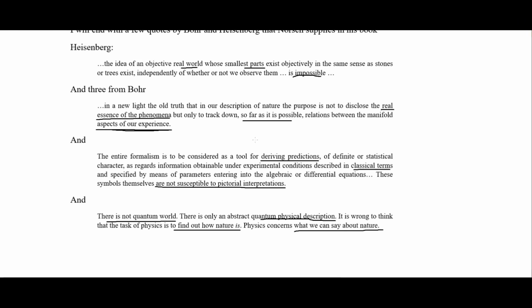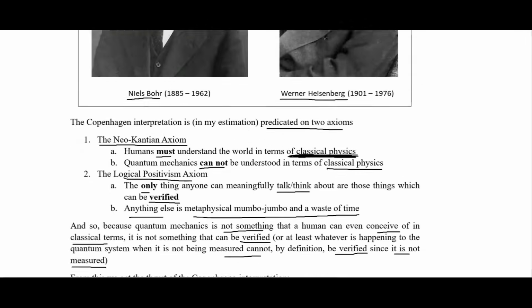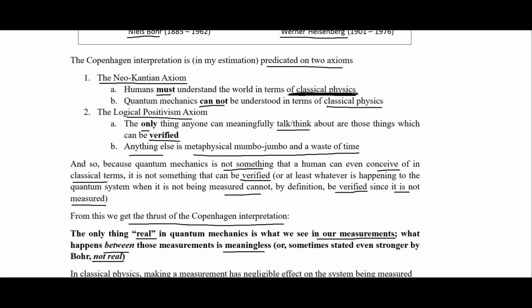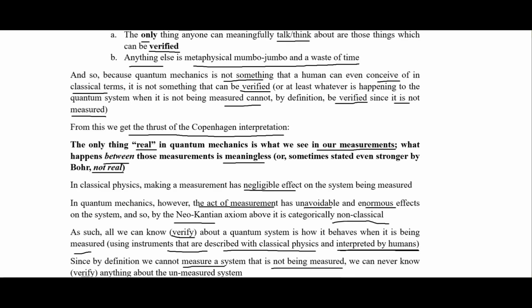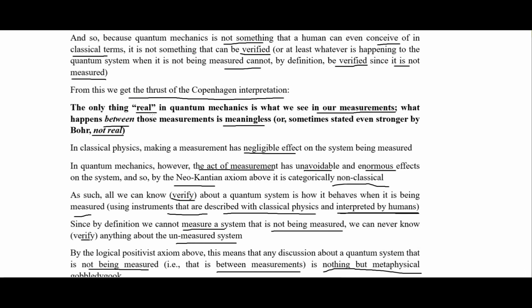But anyway, that is essentially the Copenhagen interpretation of quantum mechanics, which, like I said, is kind of the orthodox position in quantum mechanics, and the thrust of it is what I have here in bold: the only thing real in quantum mechanics is what we see in our measurements. So what happens between those measurements is meaningless or even not real.